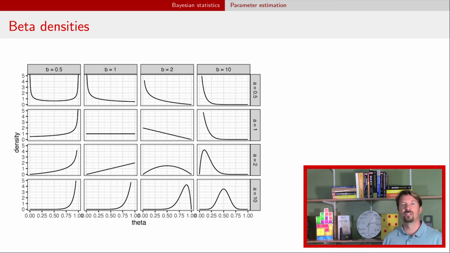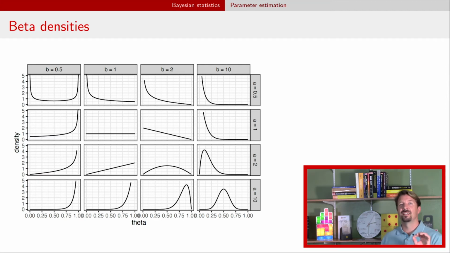Alright, so let's get back to this slide about looking at some particular beta densities. Among the facets here, notice that we're always looking at numbers between 0 and 1 on the x-axis. And along the facets, we've changed the values for A and B. We've changed the values for B across those columns and the values for A down the rows.